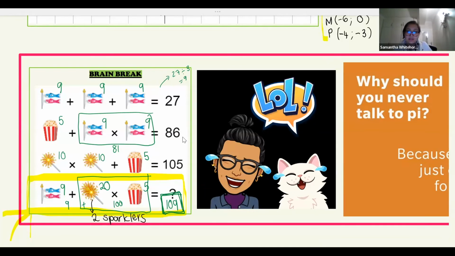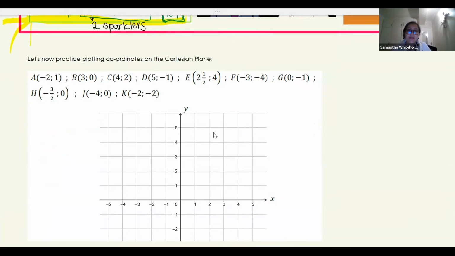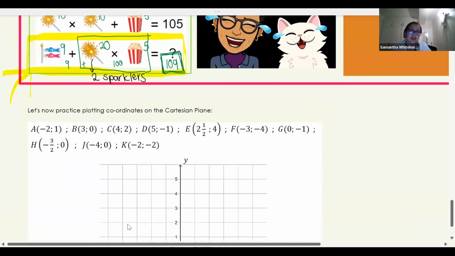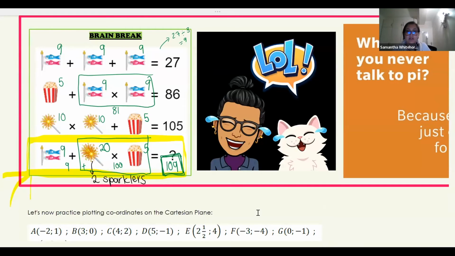Alrighty, so brain break over. Well done. We might even end a little bit earlier because you were so quick, but let's see how we go. Don't worry, I did write down 2 sparklers there, but I know it wasn't super clear. So in future, just always listen up and have a look out, because if it isn't clear, I will try and write it there for you.